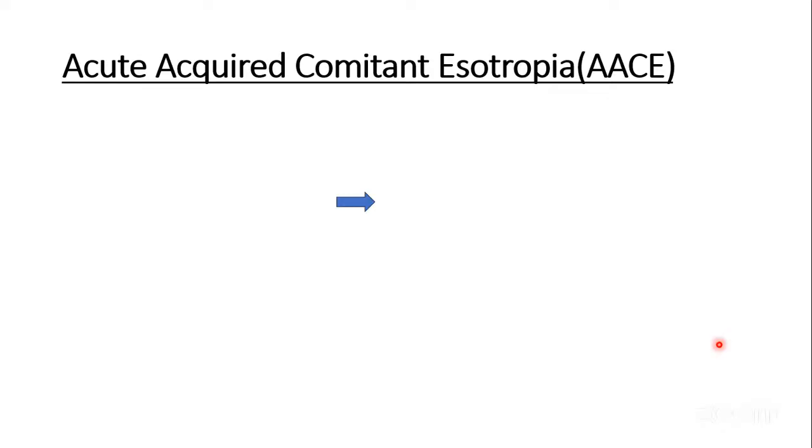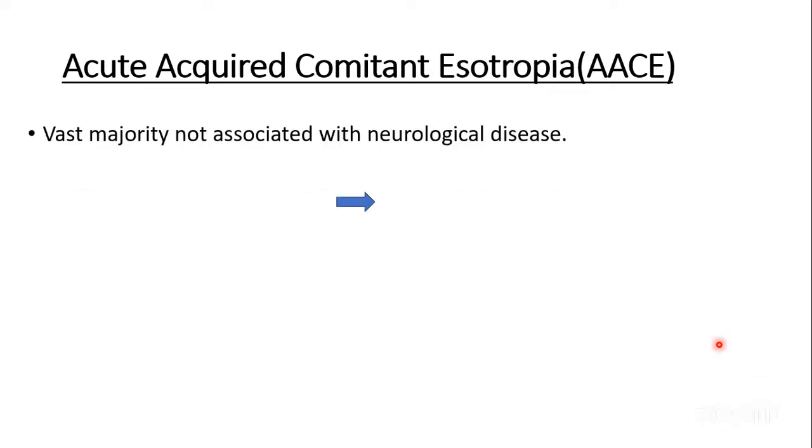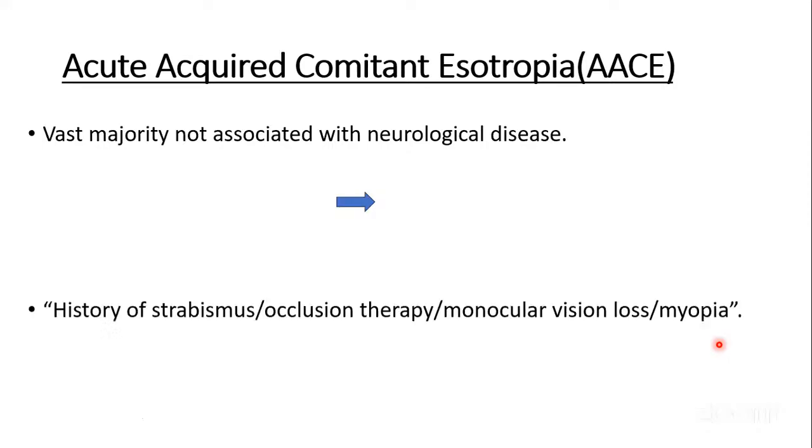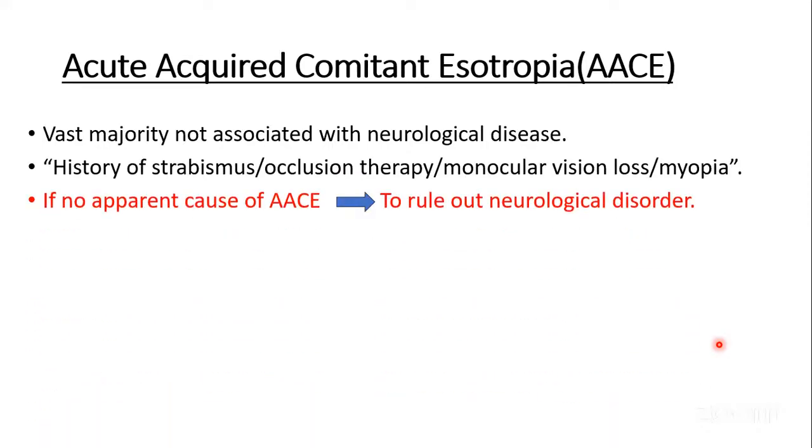Any idea? Neurological issues. Exactly. Such patients, you need to rule out any neurological problems, because some of those patients with acute acquired comitant esotropia might have a brain tumor or hydrocephalus. So you need to rule out any neurological disease.